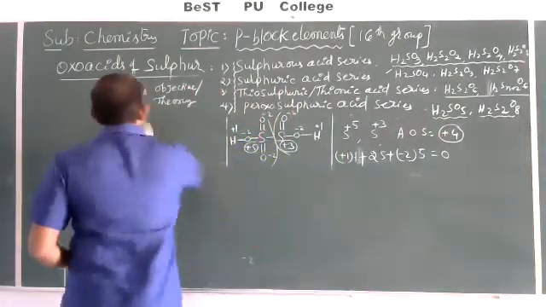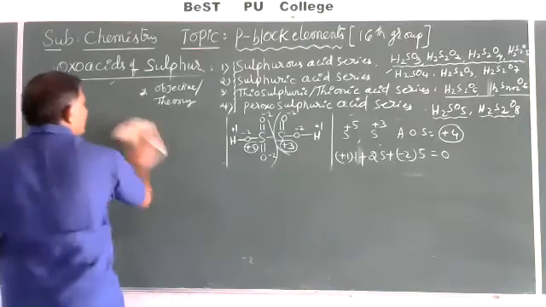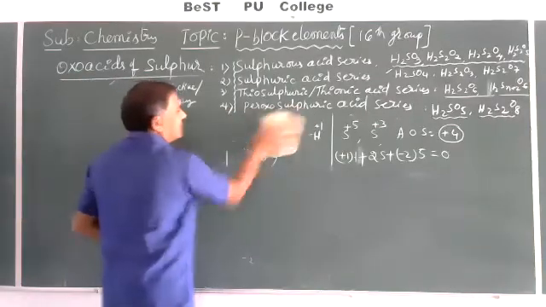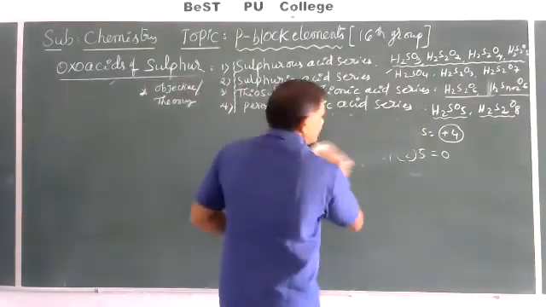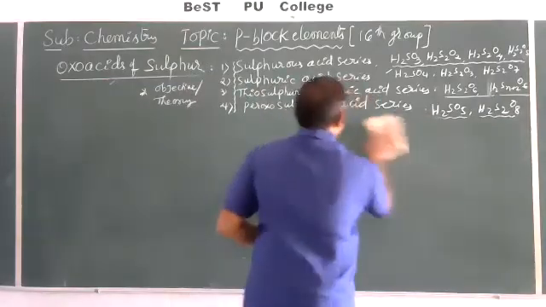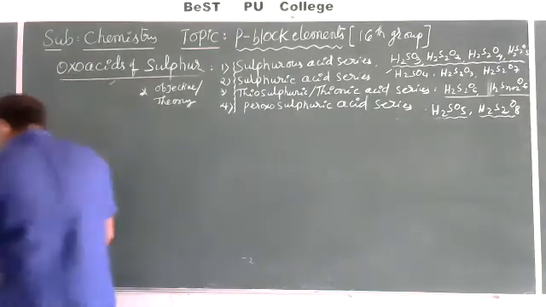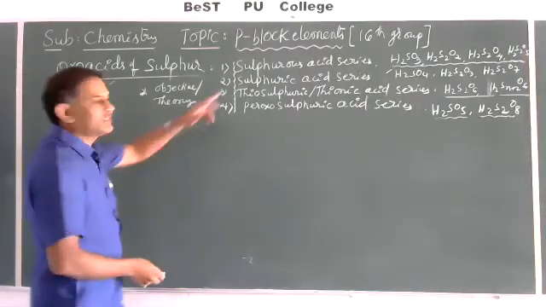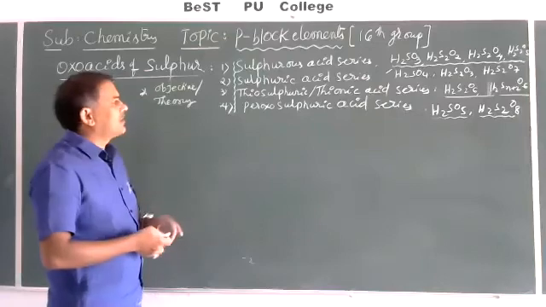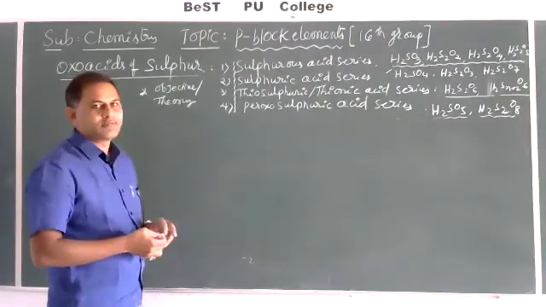Please note down all these, because our textbook does not give these structures. I am giving all these structures, very, very important structures. One series combination is completed, the oxyacids of sulfur, that is the sulfurous acid series. Next one is the sulfuric acid series.